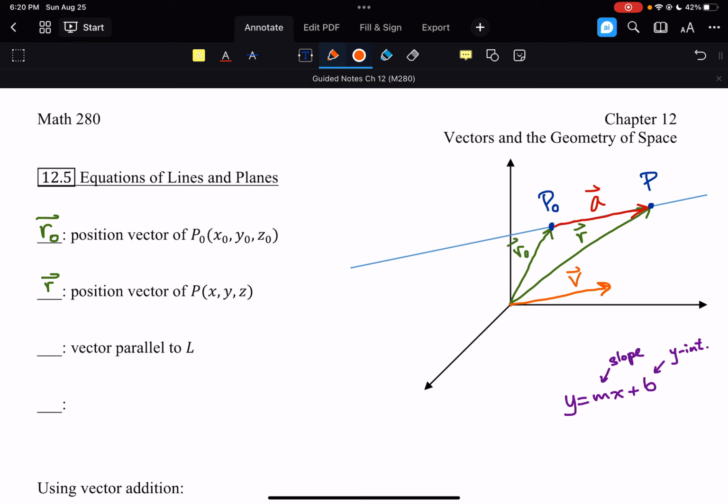Then we create a vector parallel to the line. So that would be right down here. So that's the vector v. That is a position vector, right, coming out of the origin that is parallel to the line in question. And then lastly, we have the vector that is created between the 2 points on the line, so p0 and p. And that's going to be our vector a, we will call it. And again, that is the vector p0, p.